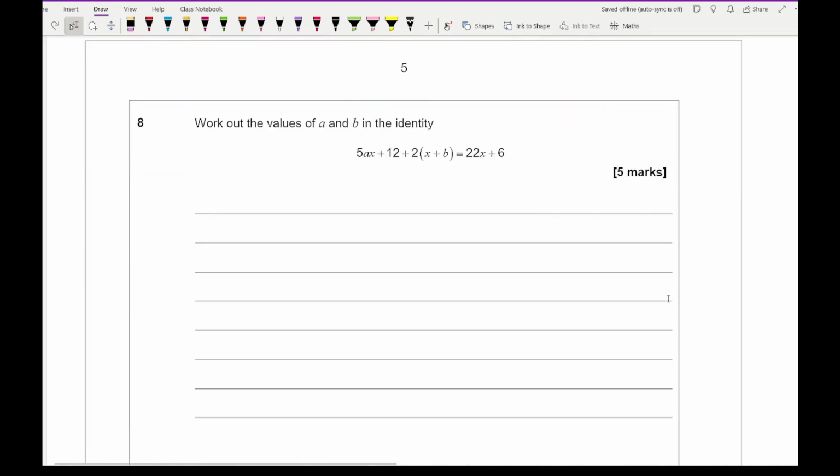Moving on to question 8, it says work out the value of a and b in this identity. So here what we need to do is expand and simplify this left hand side. So if I just write that down, and then expand the brackets, I get 2x plus 2b. Now that is the equivalent of 22x plus 6.